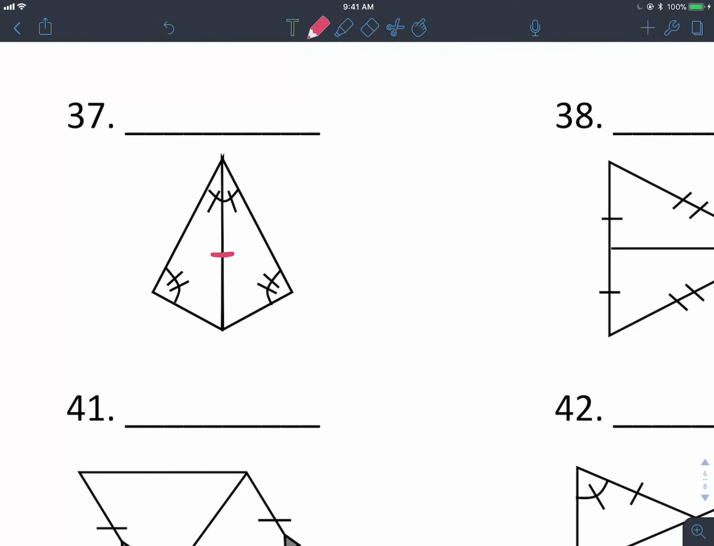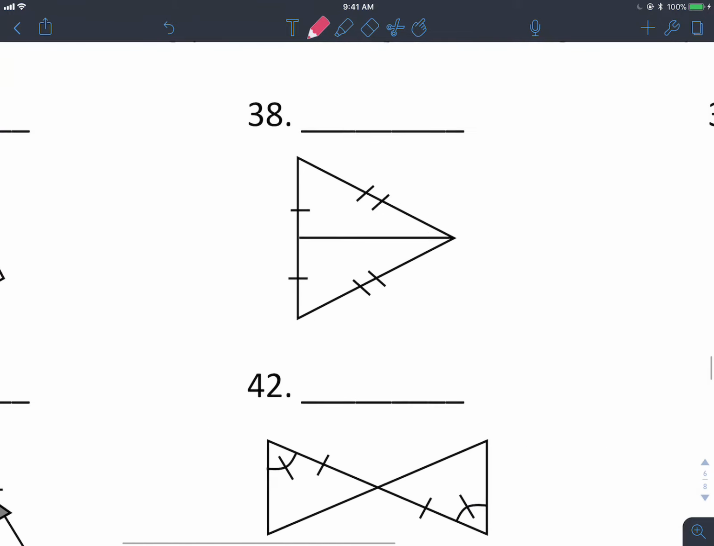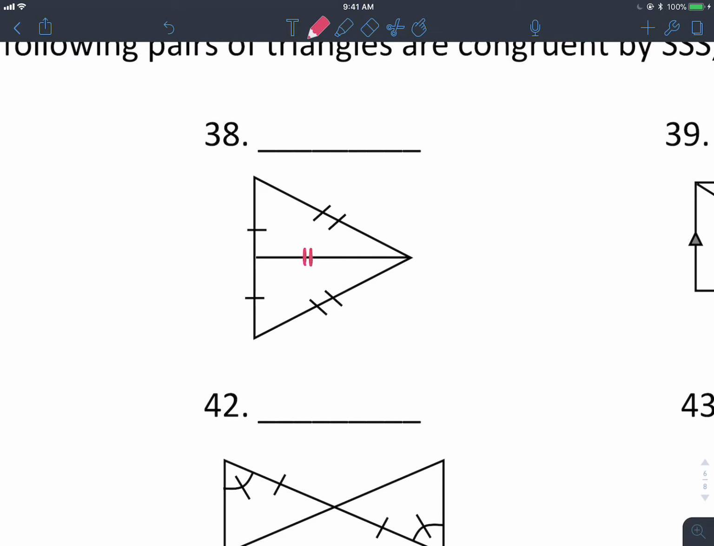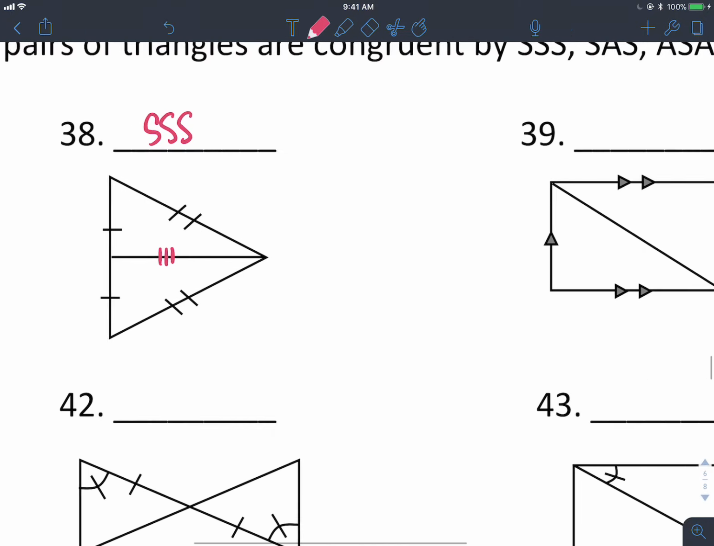we know that that middle side is congruent because of that reflexive property. So in this triangle, we are going to have angle, angle, side. So angle, angle, side for number 37. Number 38, we are also going to have that reflexive property. So on this one, we're going to have side, side, side.